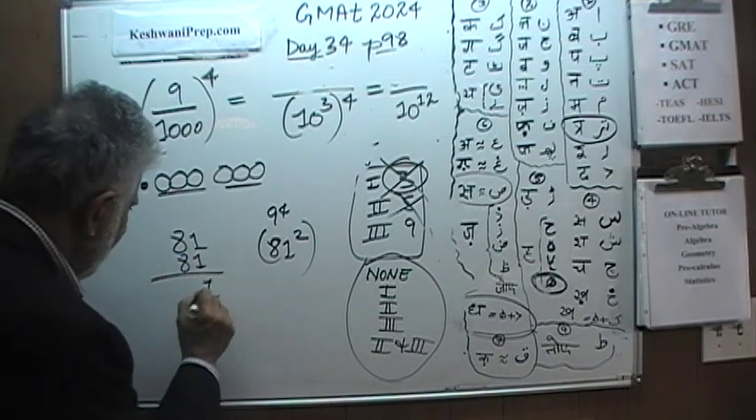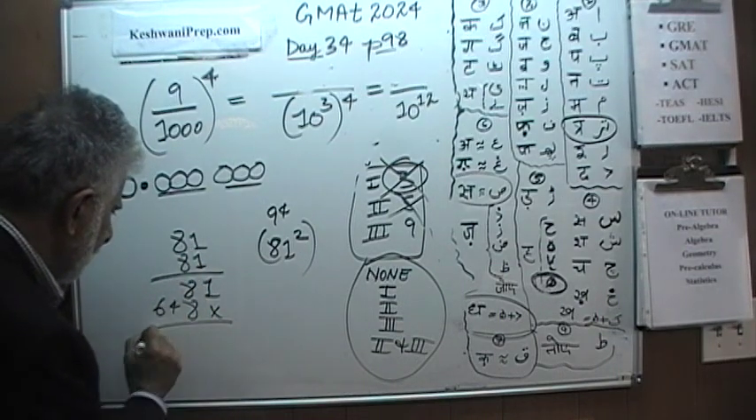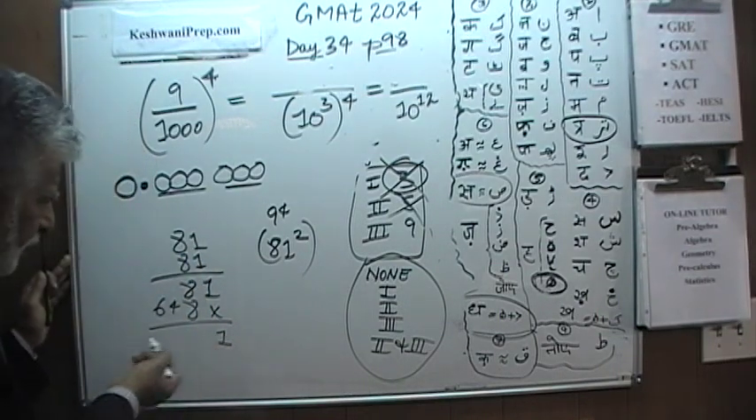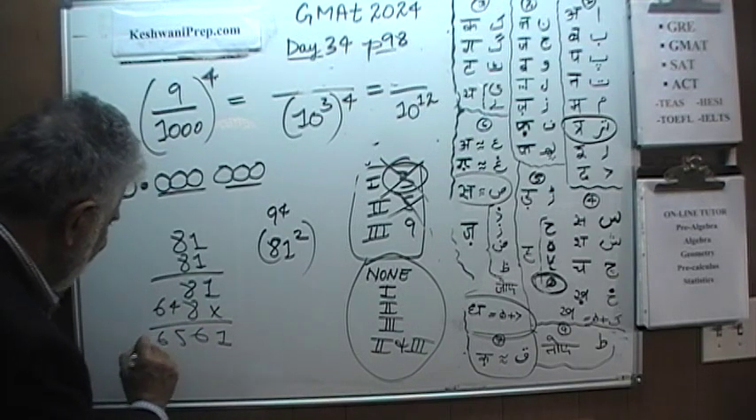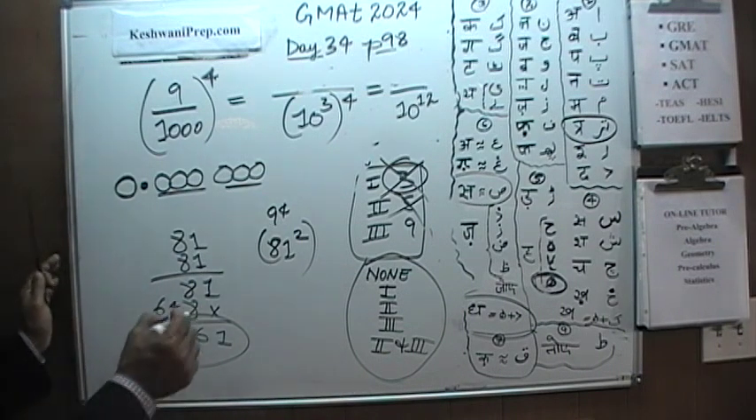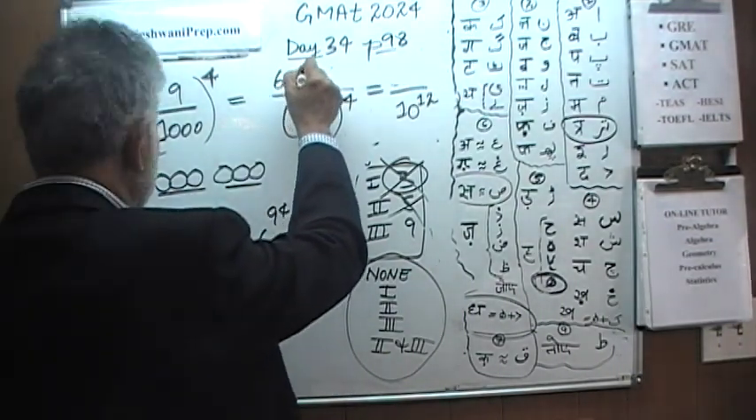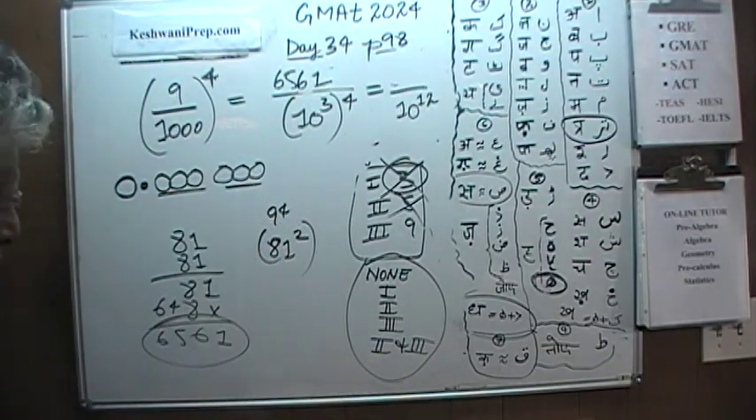1 times 1 is 1. That's an 8, 64, 1. We don't have to carry on. I hope you're able to see right away, this is a 16, 5. We have a 4 digit answer here: 6561, raised to 10 to the 12.